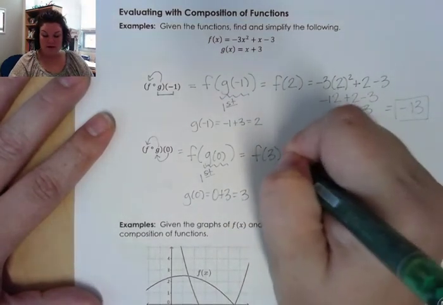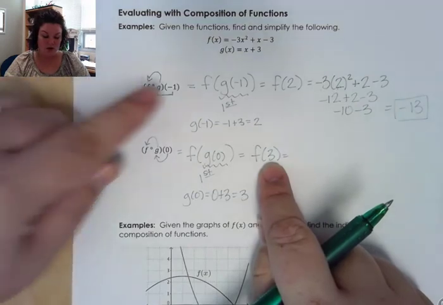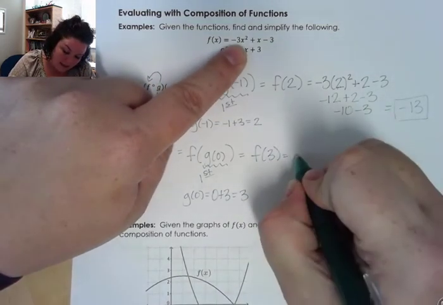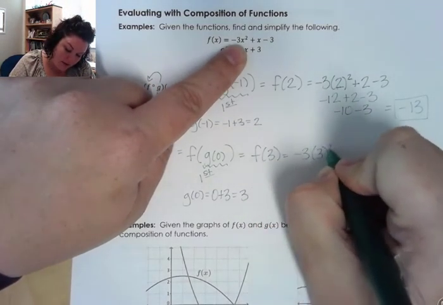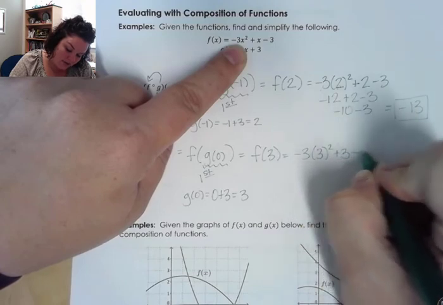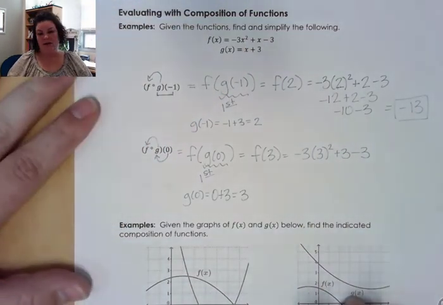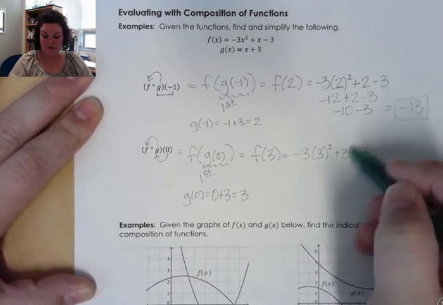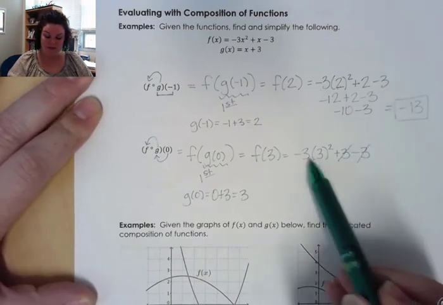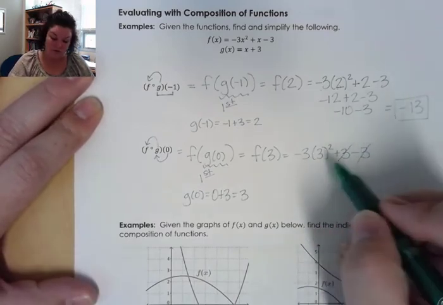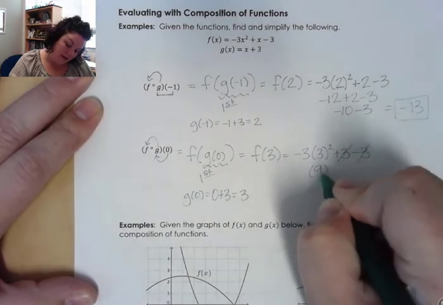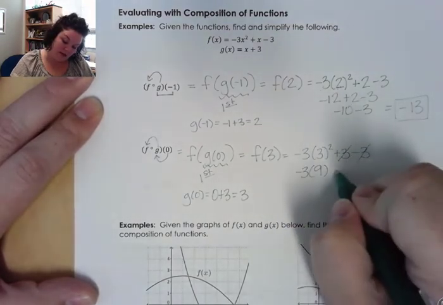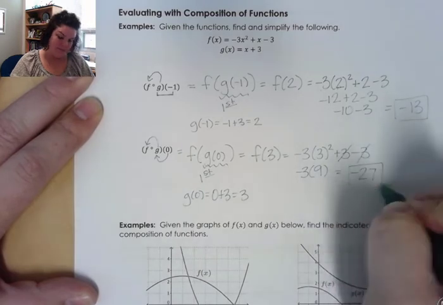Then all we do is plug 3 into our f function. So we're going to get -3 times 3 squared plus 3 minus 3. I can see already I have a plus 3 and a minus 3. Those are opposites. So I just need to simplify this first part. 3 squared is 9, and 9 times -3 gives me a -27.